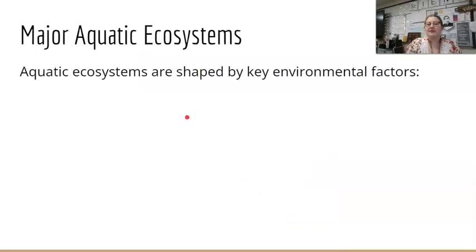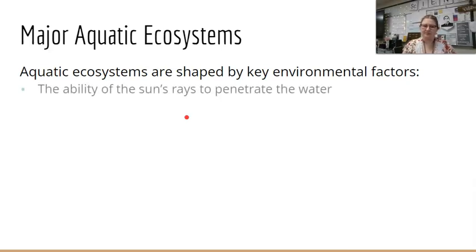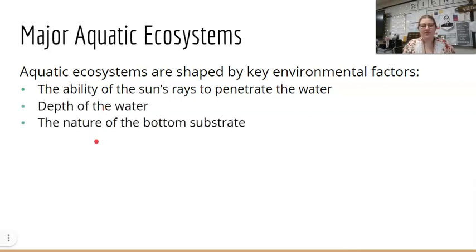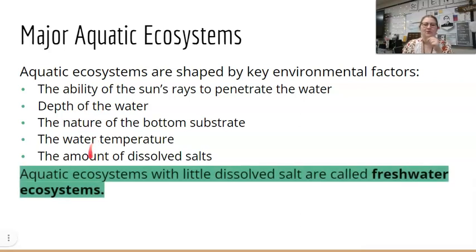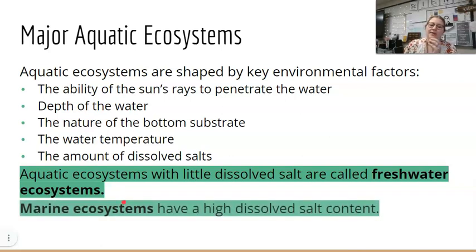So aquatic ecosystems are shaped by key environmental factors. Just like terrestrial biomes, where it was temperature and precipitation pattern, aquatic ecosystems are also shaped by specific ones. One is the ability of the sun's rays to penetrate the water, because that's going to influence what kind of plants can live there. The depth of the water, the nature of the bottom substrate, the water temperature, and the amount of dissolved salts. Aquatic ecosystems with little dissolved salt are called freshwater ecosystems, and marine ecosystems have a high dissolved salt content.